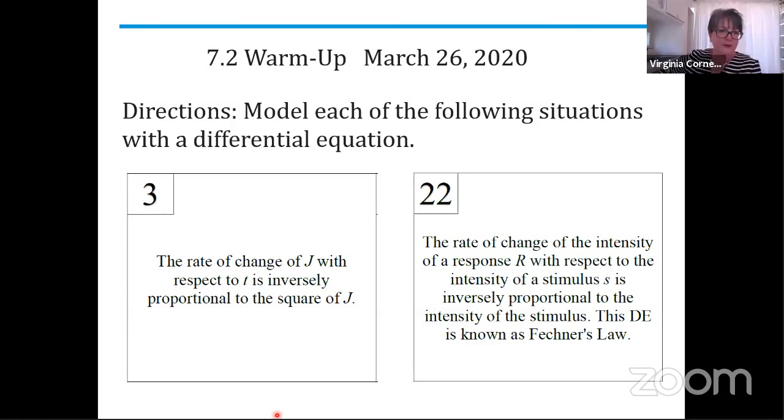So here's our warm up. In number 3, it says the rate of change of J with respect to t is inversely proportional to the square of J. So we'd like you to write that as a differential equation.